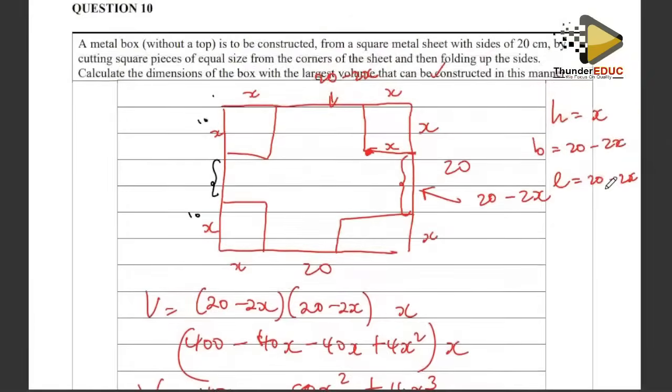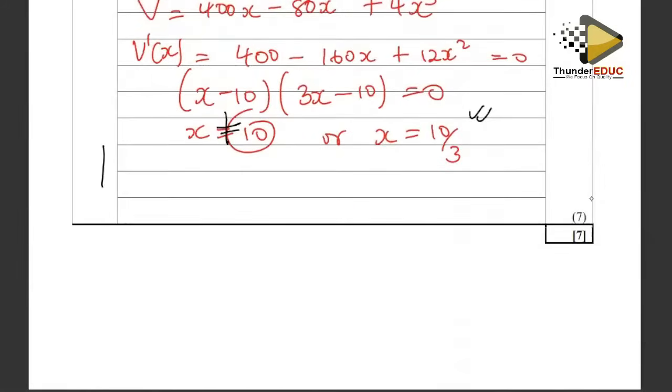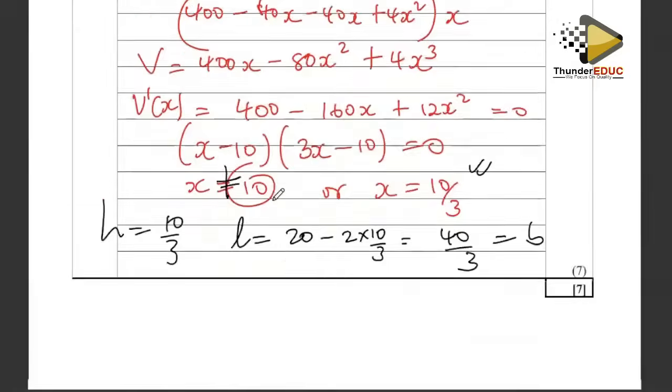What was the question asking for? Calculate the dimensions. All right, so we have our h as 10 over 3. We need to get the length, which is 20 minus 2 times 10 over 3, which gives us 40 over 3. So the length, which is equal to the breadth, is 40 over 3, and the height is 10 over 3. So those are the dimensions that the question was looking for.